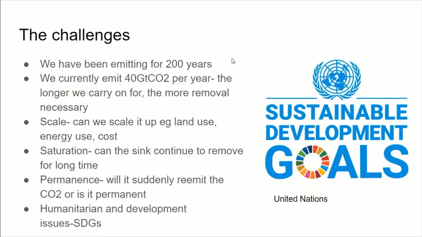Secondly, we currently emit 40 gigatons of CO2 per year. So the longer we carry on putting this off, not only putting off restoration, but putting off even reducing our emissions, then the more removal we'll need to do. Because 40 gigatons, that's 40 billion tons of CO2. So the more we wait, and every year matters, every day frankly matters now. Every day for us to get our carbon dioxide emissions to net zero, to stop putting carbon dioxide into the atmosphere, matters.